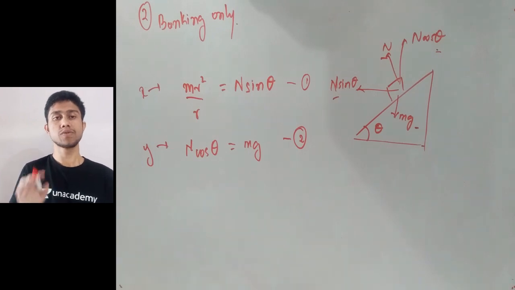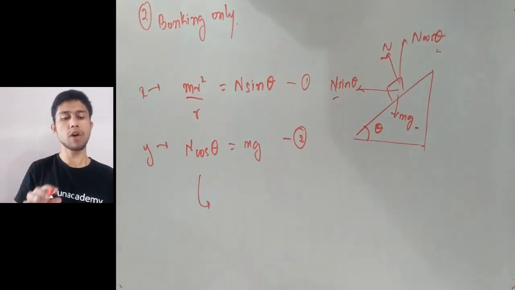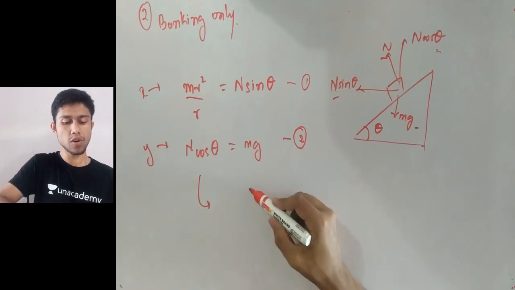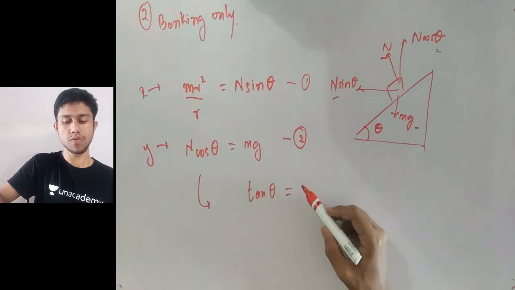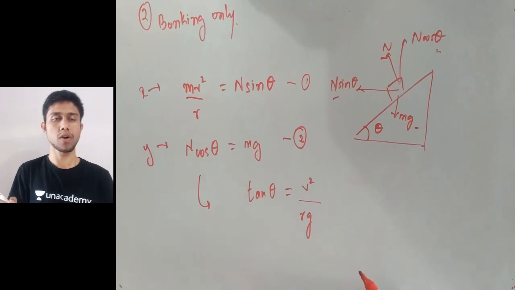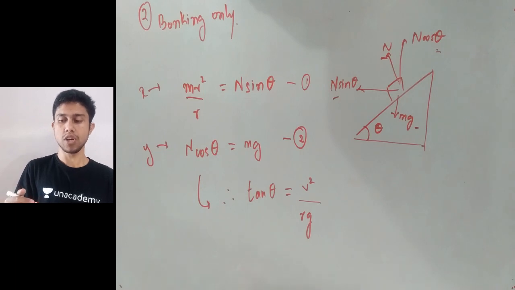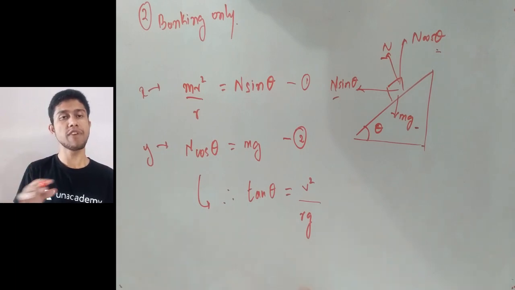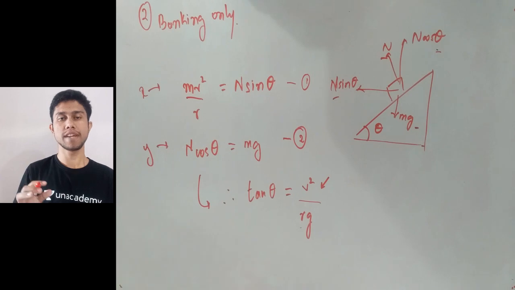So what can we do with these two equations? We'll now write an expression. If I divide these two equations, what will I get? n sin theta by n cos theta, n and n will get cancelled. So I'll get tan theta is equal to v square by rg, as m and m get cancelled. This is a very important formula and it will be needed in subsequent sections. They will ask what is the angle of banking if the vehicle wants to go with some velocity v. The circular motion is done with a radius r and you know the value of g. So you can find out the value of theta.